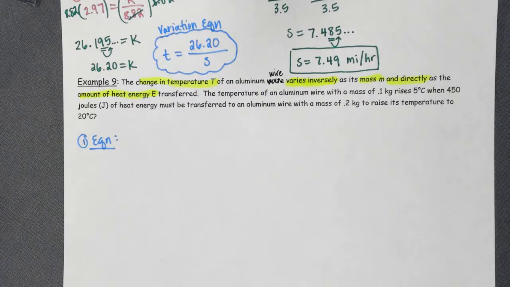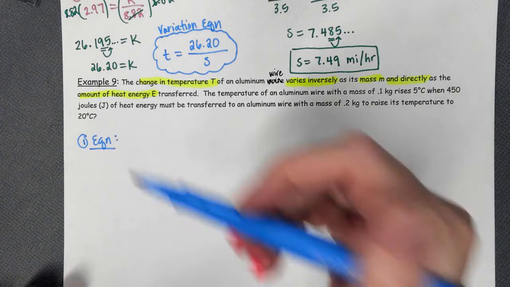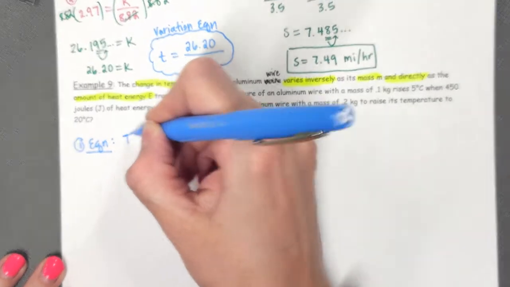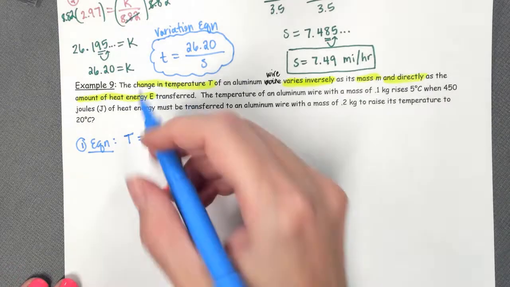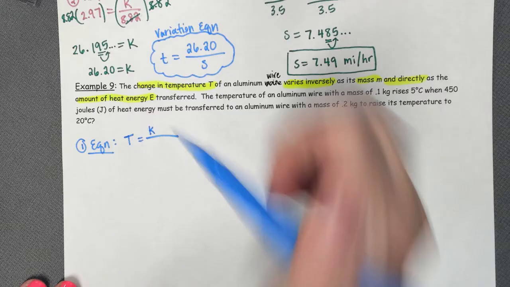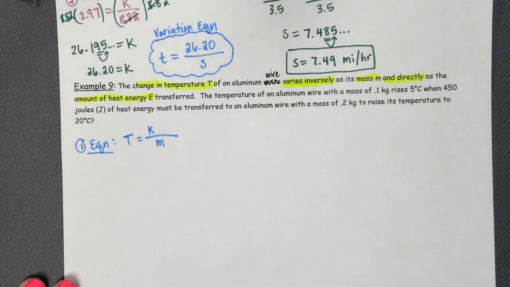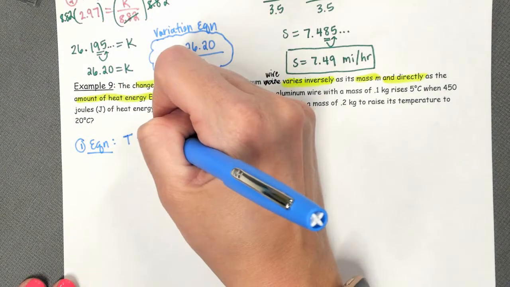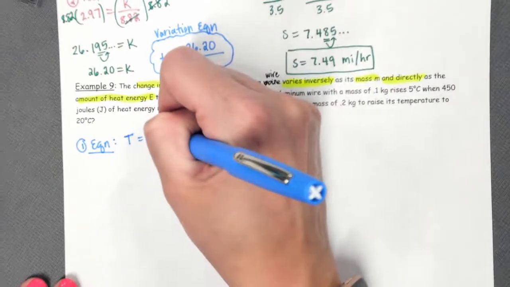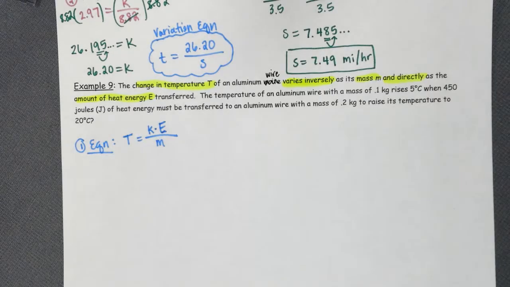Okay, so I only wanted you to do this first step where you're setting up the equation. So the change in temperature T is equal to, and then we have 2 ways that it varies. It's inversely as M, so M goes in the denominator of the fraction, and directly as the amount of heat energy, so on the top it's K times E. Okay, so that's what I wanted you to have. How'd we do? Okay, because that was both of them together.